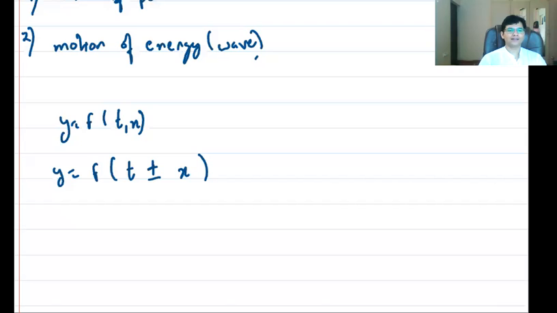Why? Sir, dimension, sir, what are you doing? You are getting the dimension wrong, you don't even know dimension. This is t, and the dimension of this is x. So there should be some constant, right? Actually it should be y is equal to a function of t plus or minus bx. Then you will ask, sir, what is b?